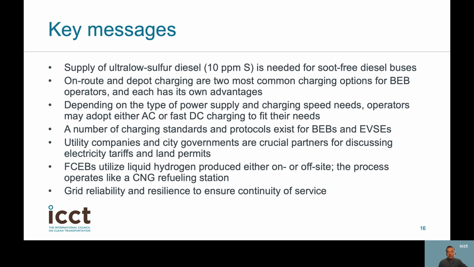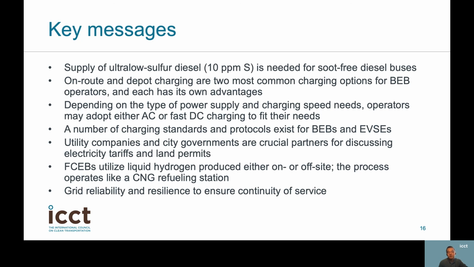Here are some of the takeaway messages for this module. Supply of ultra-low sulfur diesel is needed for soot-free diesel buses. En-route and depot charging are the two most common charging options for battery electric bus operators, and each has its own advantages. Depending on the type of power supply and charging speed needs, operators may adopt either AC or fast DC charging to fit their needs. A number of charging standards and protocols exist for battery electric buses and EVSEs. Utility companies and city governments are crucial partners for discussing electricity tariffs and land permits.